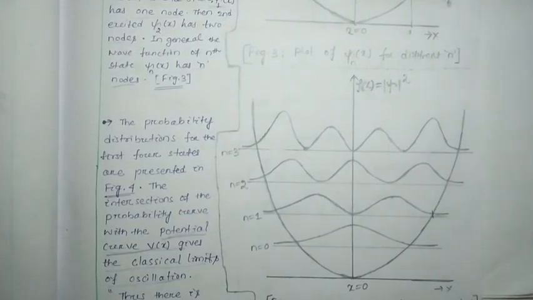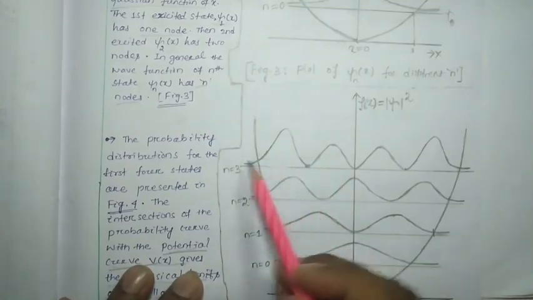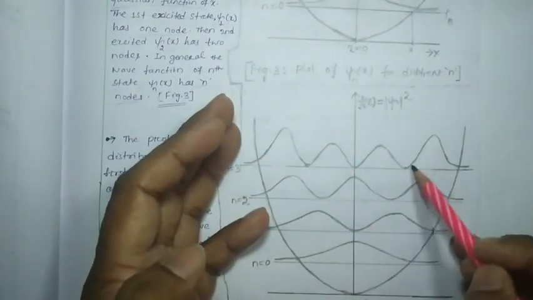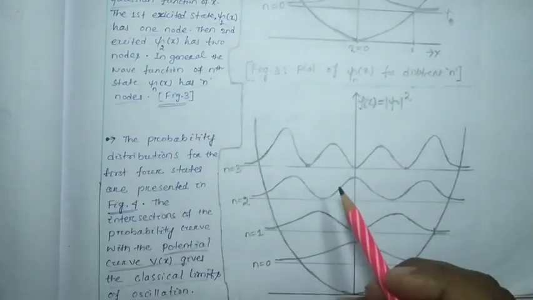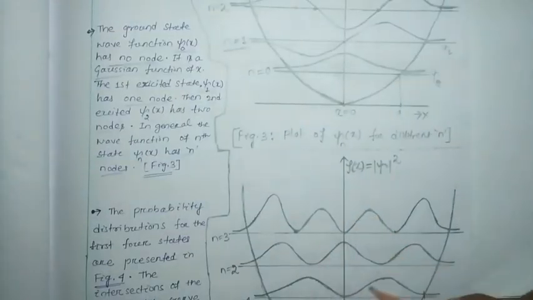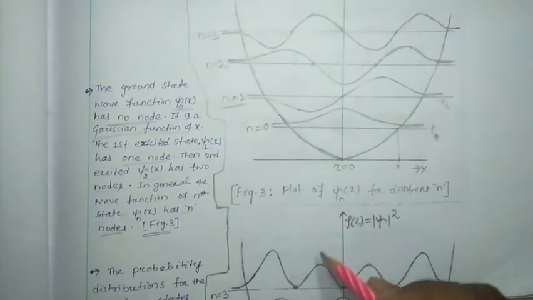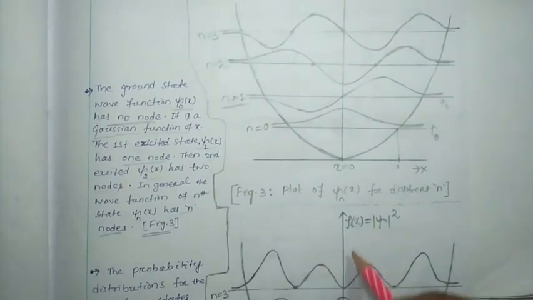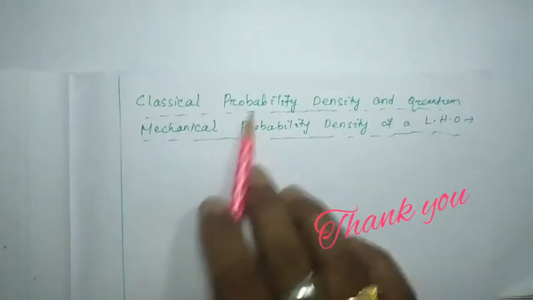One thing I forgot to tell you: the probability density at the corner will increase, and this will decrease. And if we increase the n value, it will be like this. At the corner it will be maximum, in the intermediate region it will be minimum, and then maximum again, like that. We will discuss those things in our next video on the probability density, classical and quantum mechanical probability density.